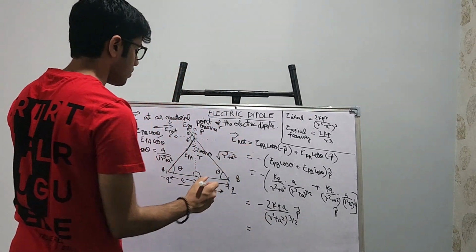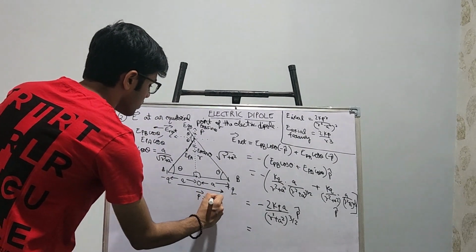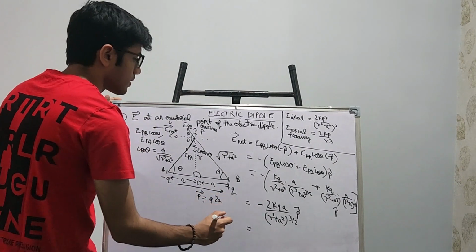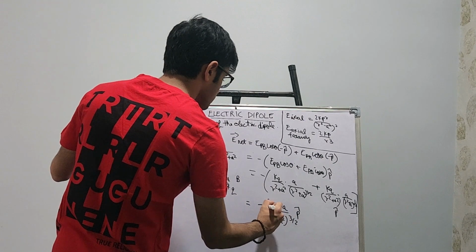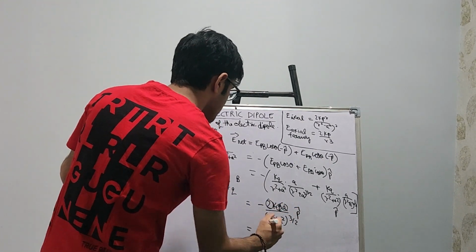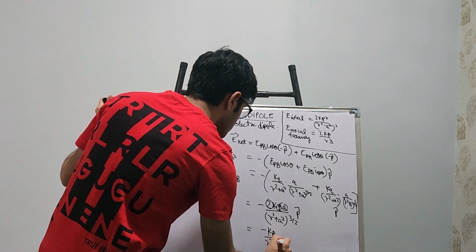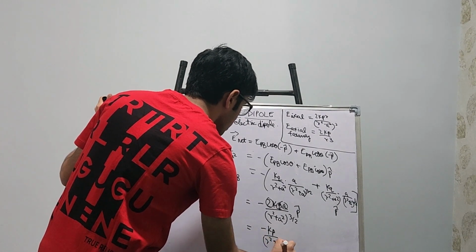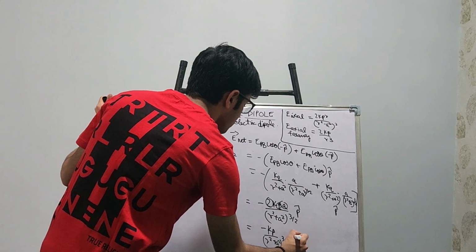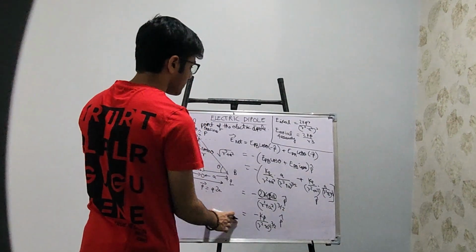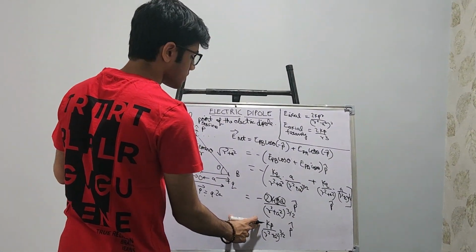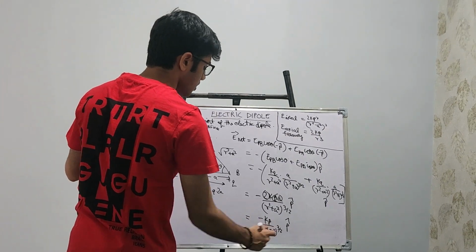Now again we know that the dipole moment is equal to q times 2a, so replacing this we would get minus kp upon r squared plus a squared whole to the power 3 by 2 p cap. For numericals we can just neglect the minus sign here.